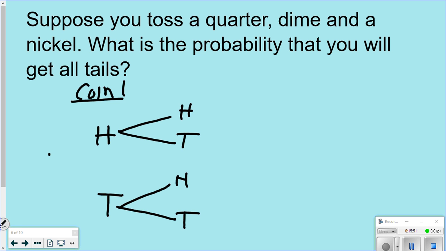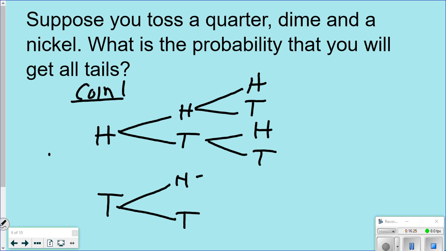Okay. Third one. So I could have a heads on my quarter. I could have a heads on my dime. What could I have on my nickel? Heads. What else could I have? Okay, so I could have a heads on my quarter, heads on my dime, heads on my nickel, or I could have tails. Okay, so now let's do it again. I could have a heads on my quarter, a tails on my dime, and a heads on my nickel. Or I could have a tails. Same thing down here. I could start with tails, have a heads, and then I could have a heads or a tail. Same thing down here. I could have a head or a tail.